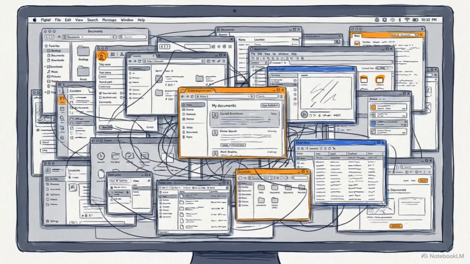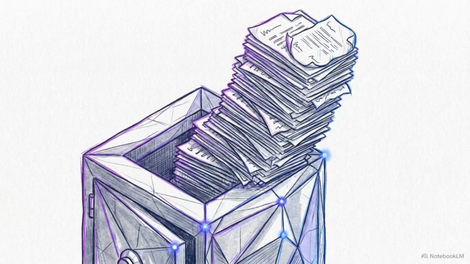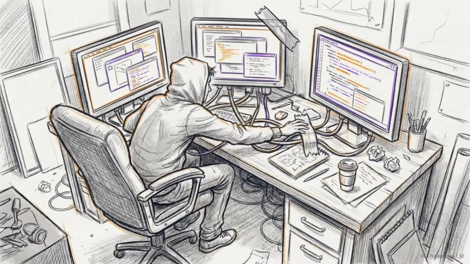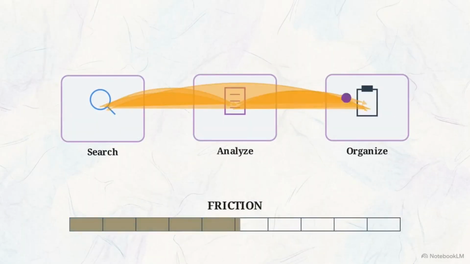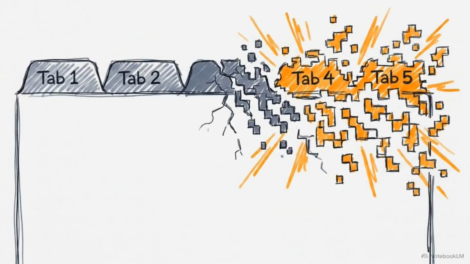Right now, surviving deep research requires a duct-taped workflow. You search on Perplexity, analyze PDFs in SciSpace, and manually copy to Obsidian. We call this the swivel chair workflow today. The constant jumping between disconnected apps creates intense friction and cognitive load. Every time you switch tabs, you lose a little bit of context.